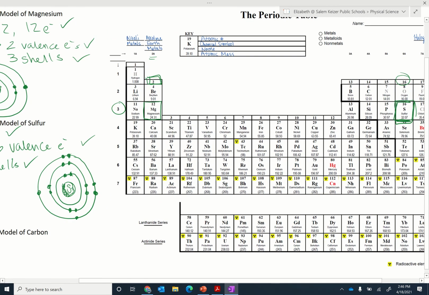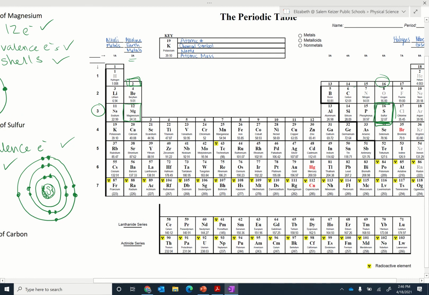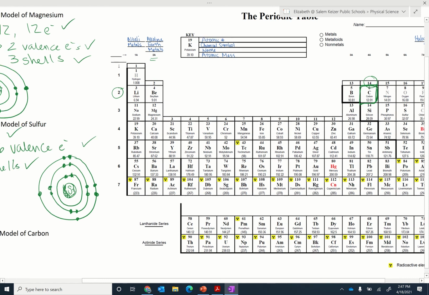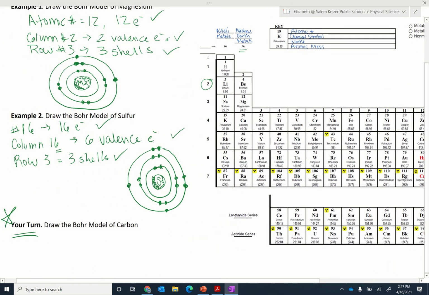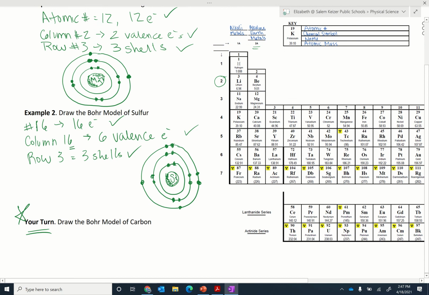And just so we can all find it on the periodic table, carbon is right here. It has atomic number 6, it's in column 14, and it's in row 2. So that one there. Carbon is the one that I want you to do on a separate piece of paper. Put your name at the top, and you're bringing that to next class.